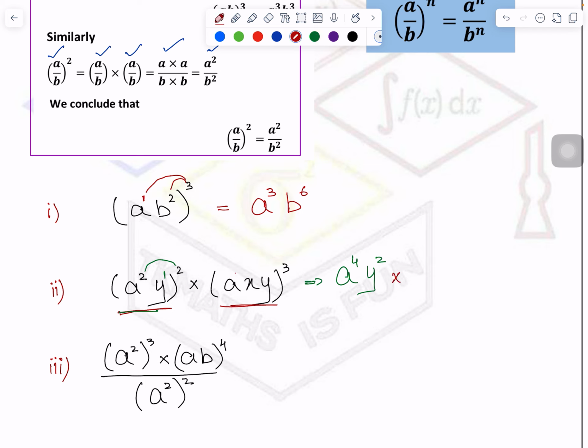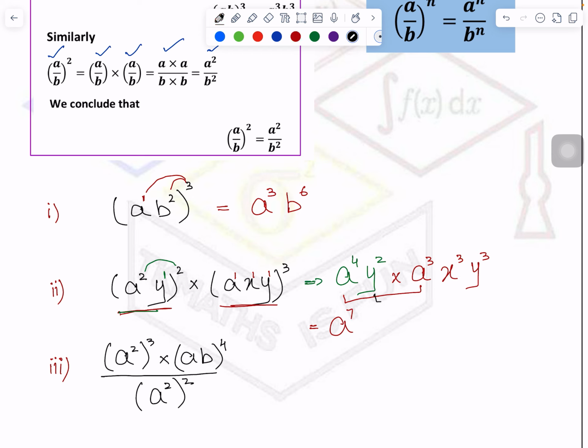Now let's see the second one. There is no power here, here, here. It means 1 is there, right? So 1 times 3 is 3. For x, 1 times 3 is 3. For y, 1 times 3 is 3. Now it is a case of multiplication. a will multiply by a. Base is same, powers are different. So what did we learn? Powers are added. So 4 plus 3 is 7.